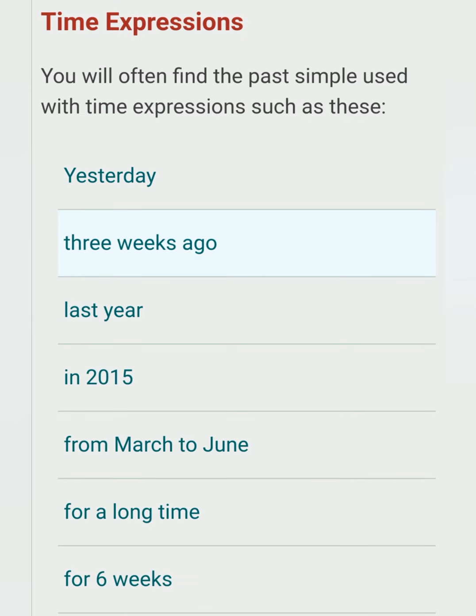And the last is time signals. You can see some signals of this tense: yesterday, 2 years ago, 3 years ago, last year, in 1509, or for a long time, for 6 weeks, in 1998, or in the last century, or in the past.